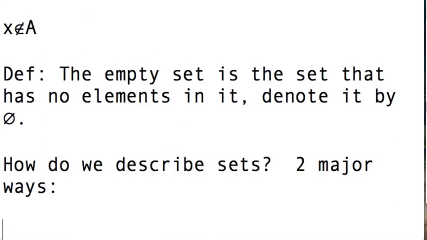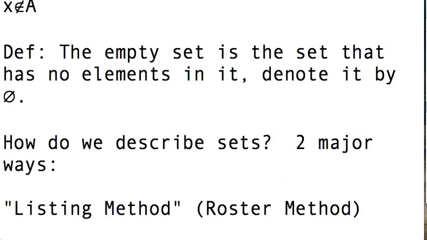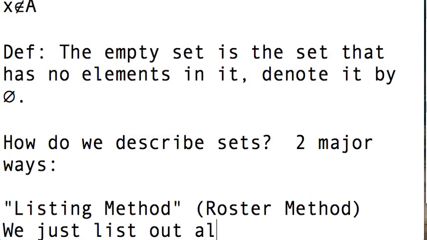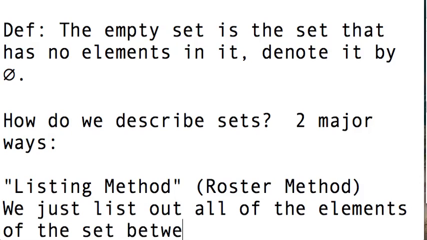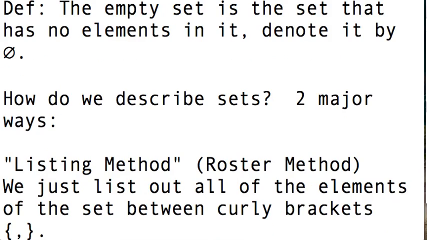Now, the book calls the first way the listing method, but I prefer to call it the roster method. What exactly is the listing method or the roster method? We just list out all of the elements of the set between curly brackets, these being curly brackets right here.